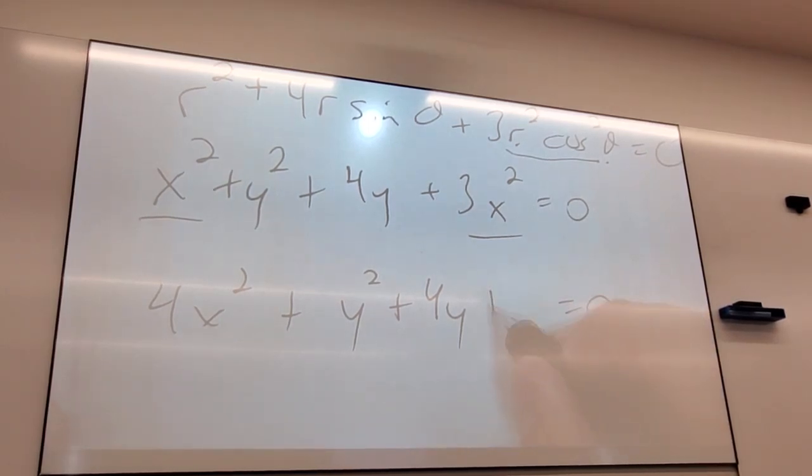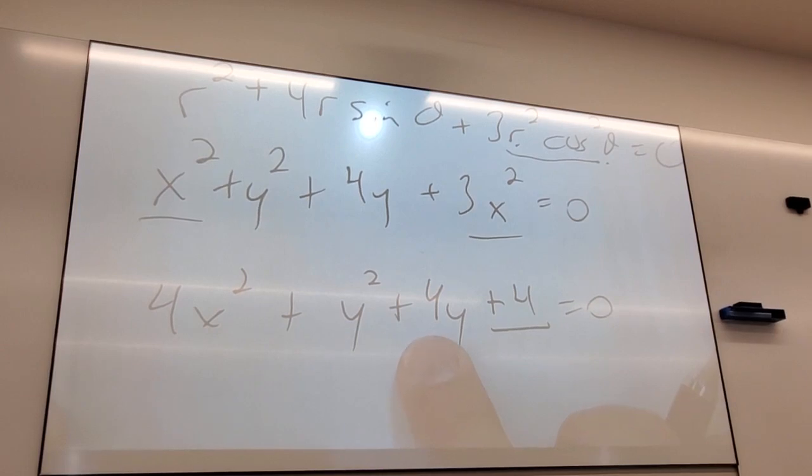So what do I add here? 4. Because half of 4 is 2, squared is 4, so I add 4 to both sides.